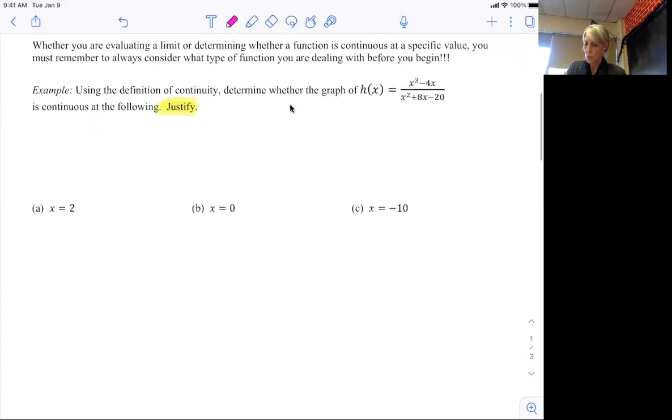So when we go to evaluate at x equals 2, I'm just going to start by plugging in 2. 2 cubed minus 4 times 2, over 2 squared plus 16 minus 20. So 8 minus 8, I'm going to get 0. 4 plus 16 is 20. 20 minus 20 is 0. Undefined.